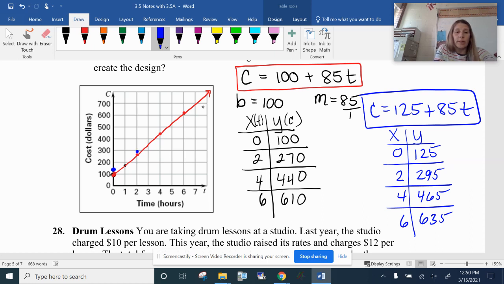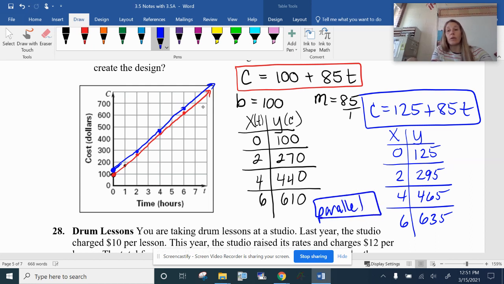4 and 465, and 6 and 635. Now you'll notice all these blue dots were just right above. My line's not perfectly straight, but they're right above. And this actually would have made parallel lines because remember, as I said, the slopes here were the same, even though the y-intercepts were different.